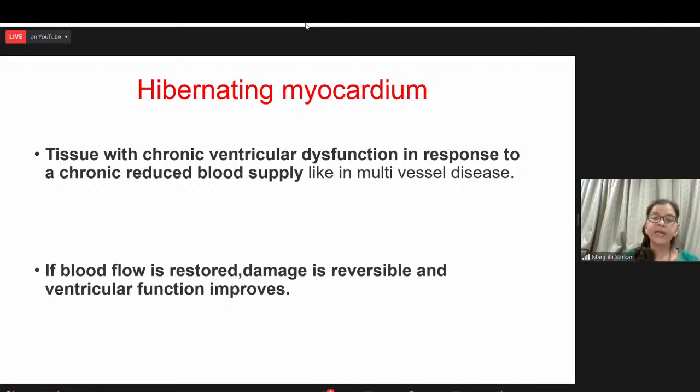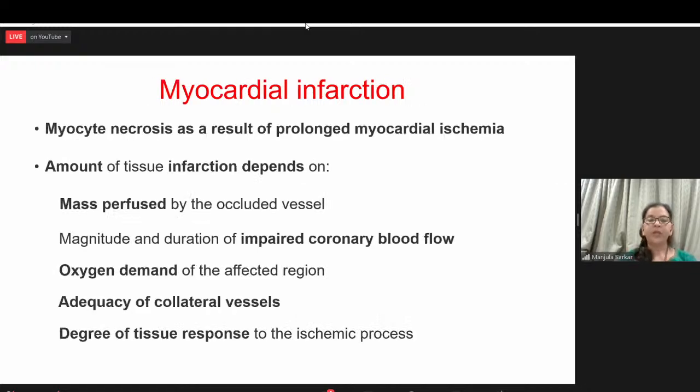What is hibernating myocardium? Tissue with chronic ventricular dysfunction in response to a chronic reduced blood supply, like in multivessel disease. If blood flow is restored, the damage is reversible and ventricular function improves. Now, what is myocardial infarction? Myocyte necrosis as a result of prolonged myocardial ischemia.